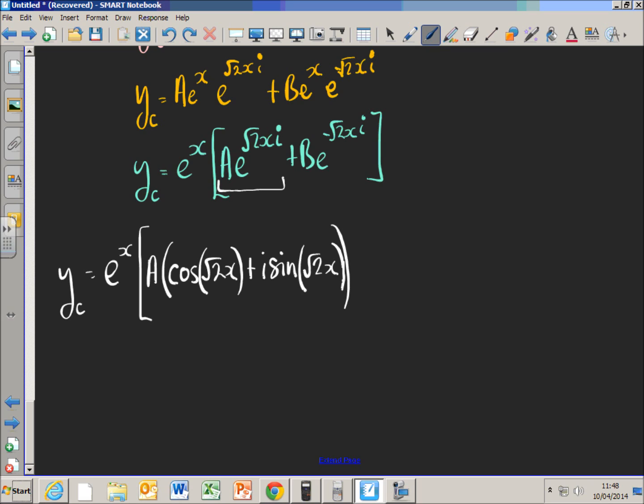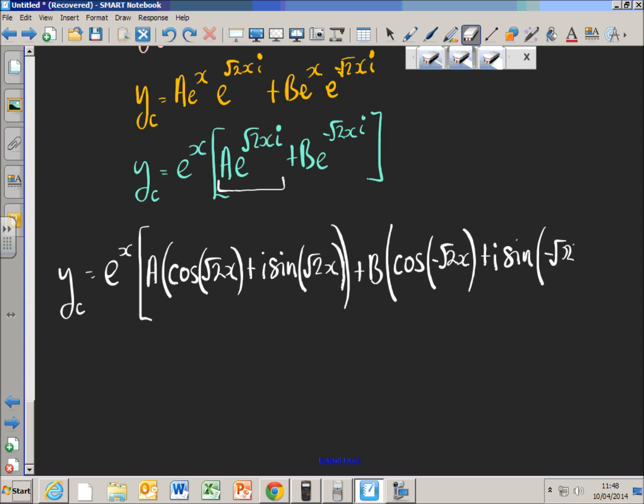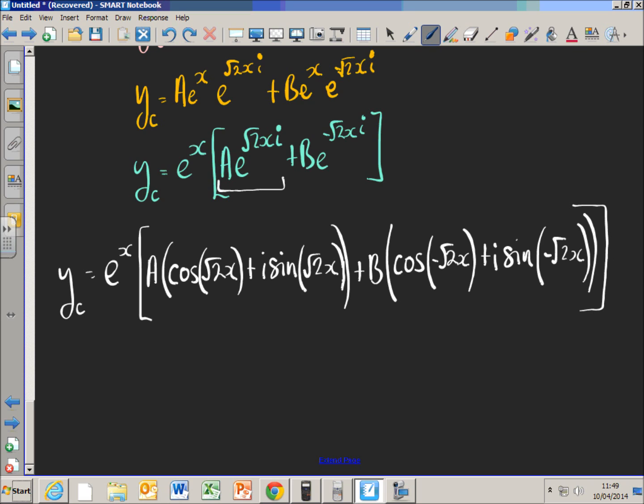Okay, go on then, Charlie, what were you saying? So that's that bit, isn't it? Yeah. Plus B, yeah, brackets, yeah, times cos minus root 2x, yeah, plus i sine minus root 2x. Board's going a bit weird here. Minus root 2x, and that's it, isn't it? Yeah. But isn't cos minus root 2x the same as just cos root 2x? Yeah, let's have a look at that then. All right, is everyone happy with that?